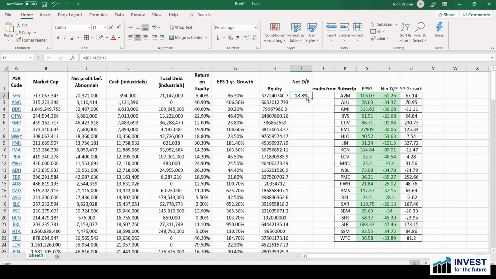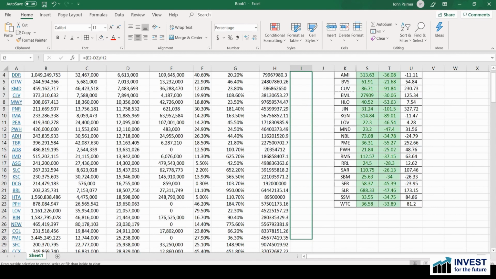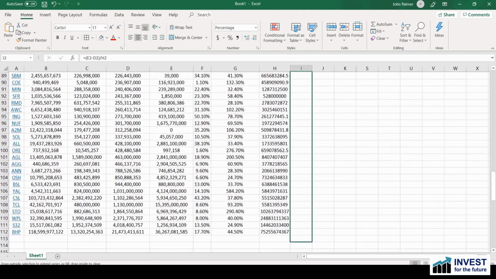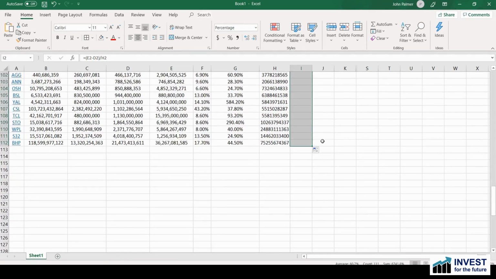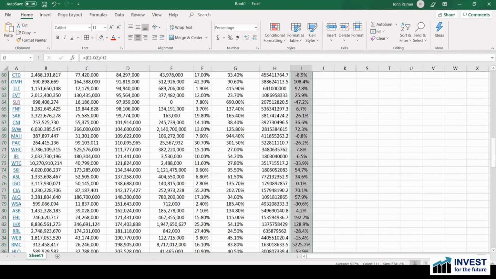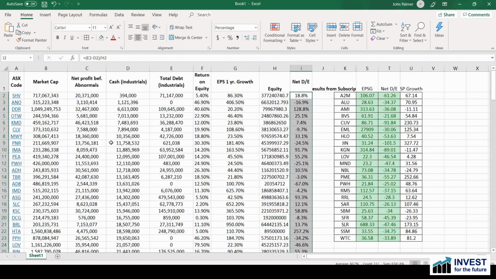Make sure that box is highlighted, grab the black cross, fill down, and there we have all of the net debt to equities for all of those companies that have earnings per share growth greater than 20%.